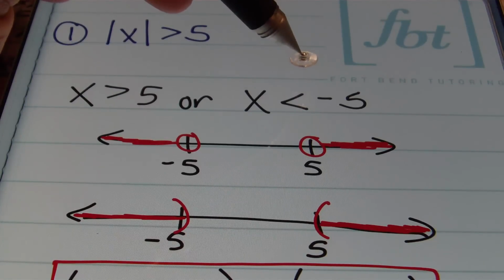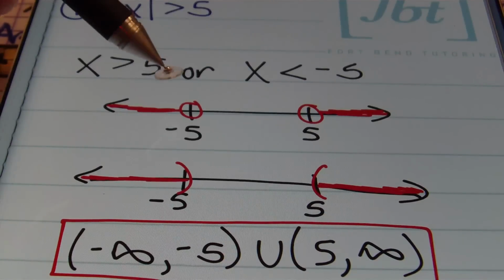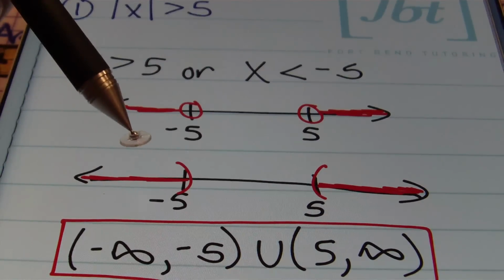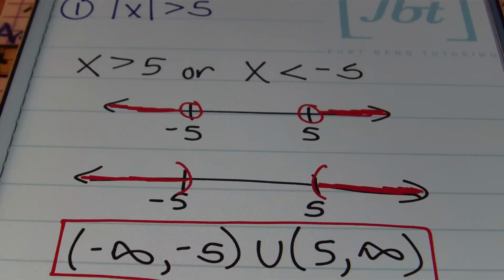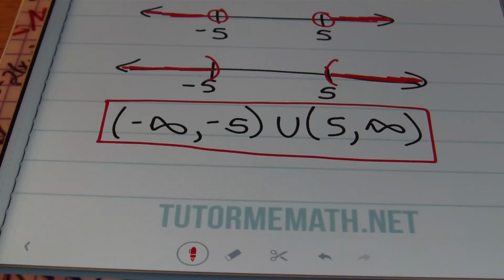All right, so there you have it, ladies and gentlemen. From there, I showed you 2 ways to graph it, one using open circles, and the other one using parentheses. So depending on your course, you know which one you need to use. All right, ladies and gentlemen, let's move on to problem number 2.